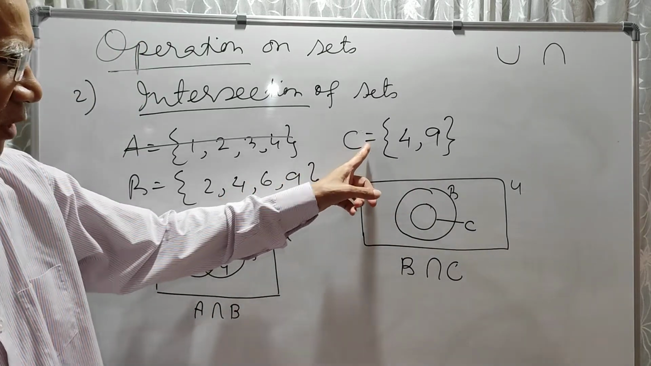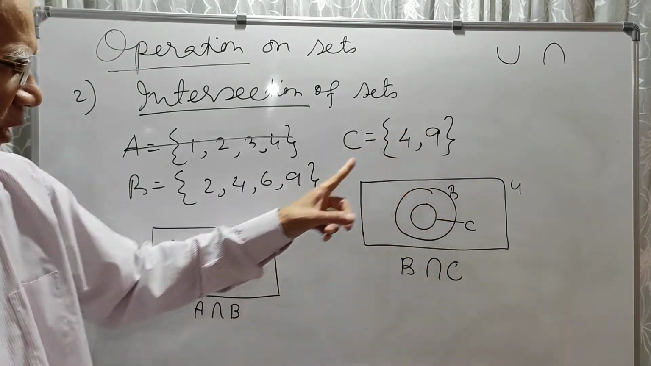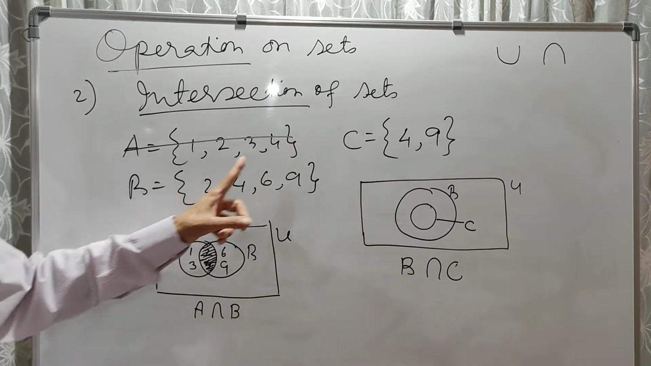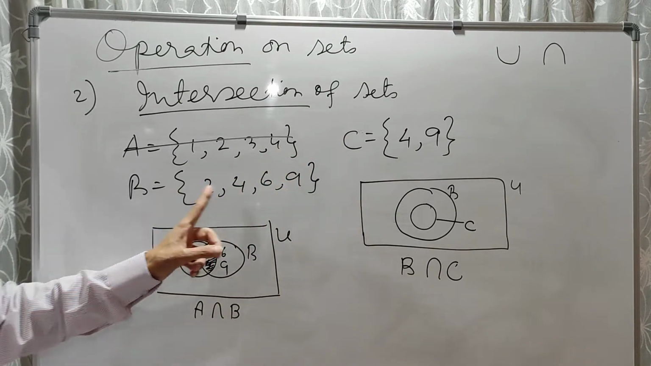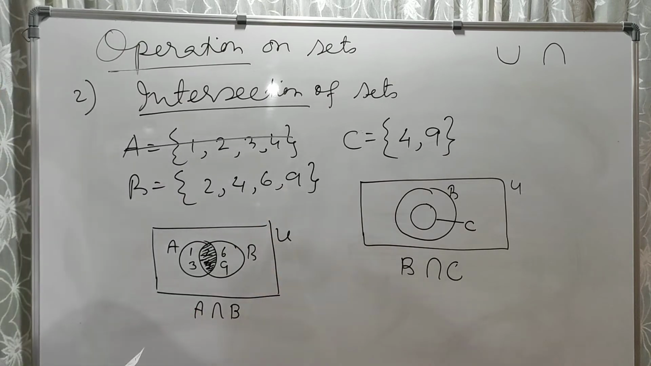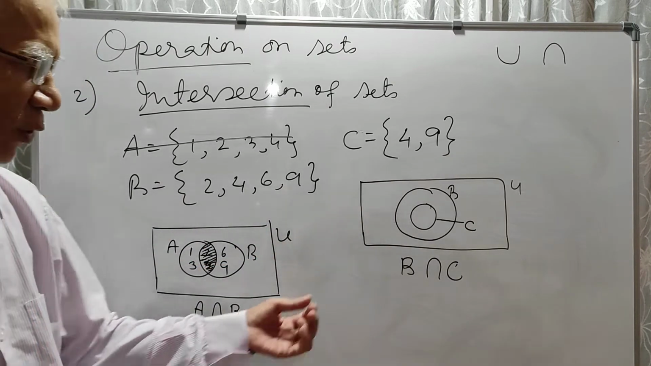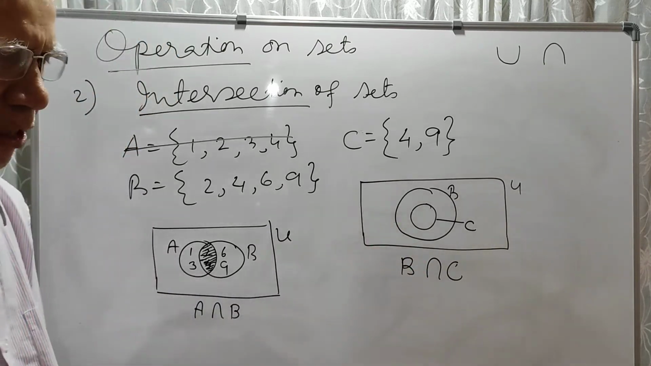So compare these two sets. C contains 4, 9, and 4, 9 is here. Alright, so C is a subset of B, so C will be completely inside B when you draw the Venn diagram. And suppose you have to show by shading. Suppose the question is, show B intersection C by shading.